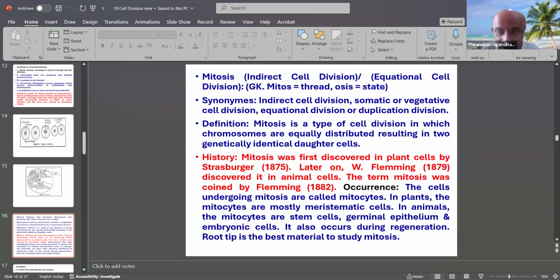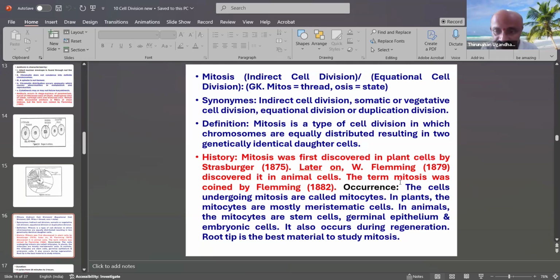Or duplicate, which is an important synonym. But in the definition, mitosis is a type of cell division in which chromosomes are equally distributed from the parental cell to the daughter cells, resulting in two genetically identical daughter cells. One parental cell divides into two genetically similar daughter cells. That is called mitosis.